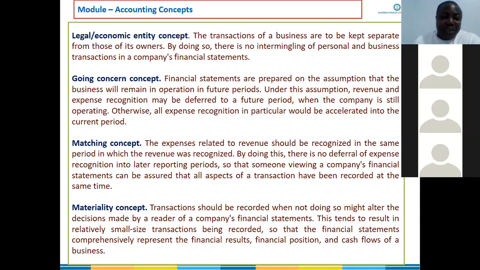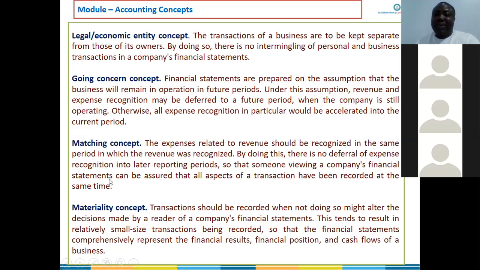Okay, so we are going to the matching concept. The expenses related to revenue should be recognized in the same period in which the revenue was recognized. By doing this, there is no deferral of expenses recognition into later periods, so that someone viewing a company's financials can be assured that all aspects of a transaction have been recorded at the same time.